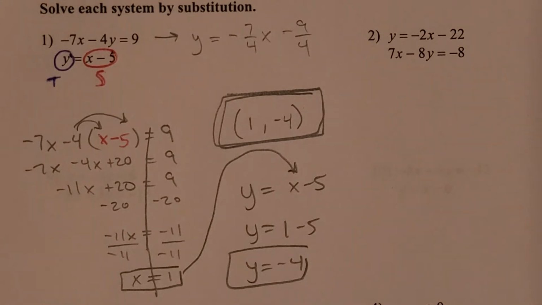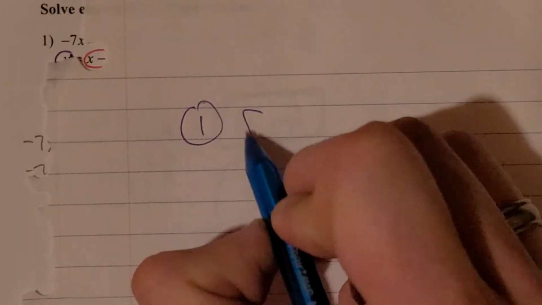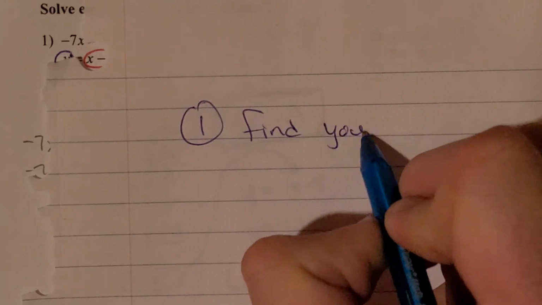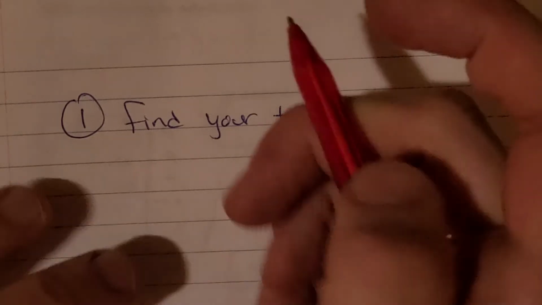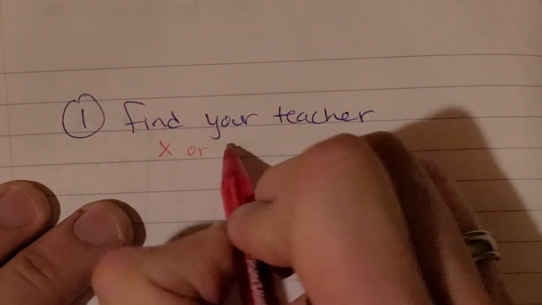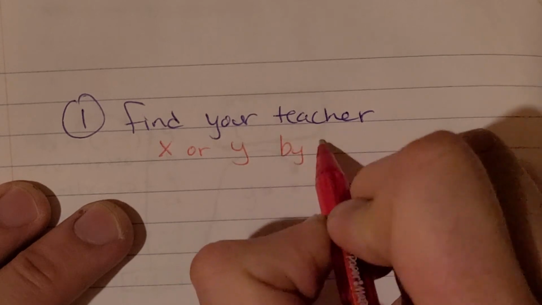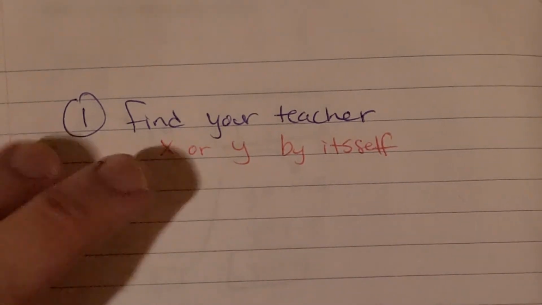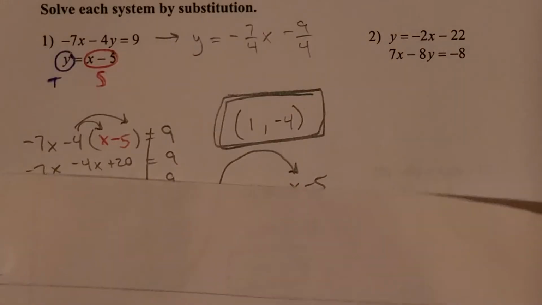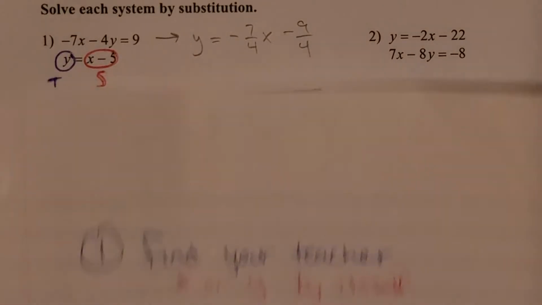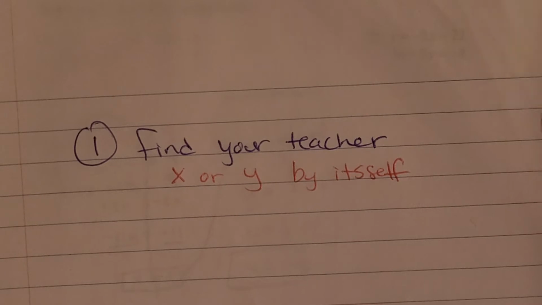All right, now, just to help you out, I'm going to write 3 steps down. I'm going to break it down. Everything we just did, I'm going to break it down into 3 different steps. The first step is going to be pretty simple. First step is to find your teacher. Now, when I say teacher, I mean an x or y by itself. Okay? So remember, we found a y by itself on the left-hand side of the equal sign. Okay? So find your teacher.